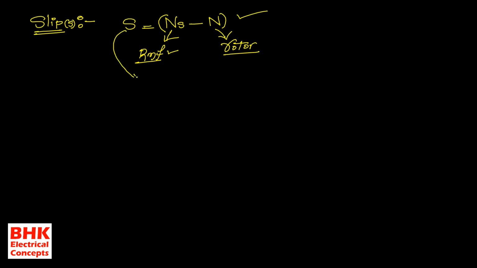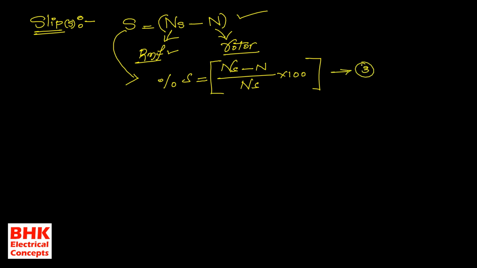But whenever we go for analysis, we always define the slip in percentage. If you want to define the slip in percentage, we express it with respect to the synchronous speed. So percentage S is equal to ns minus n divided by ns, into 100. This is the expression of percentage slip, and I assume it is equation number 3.